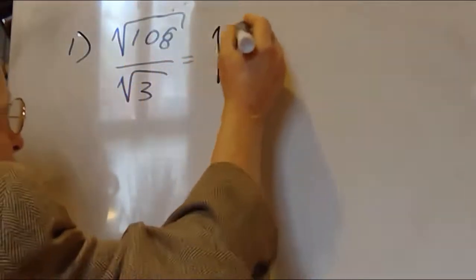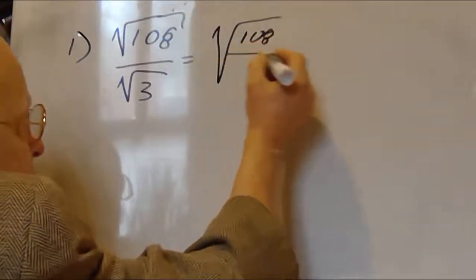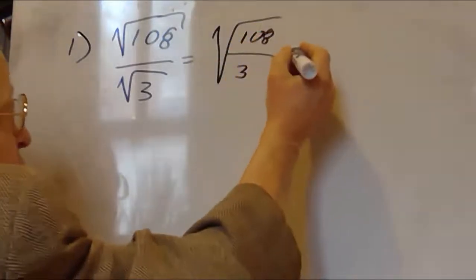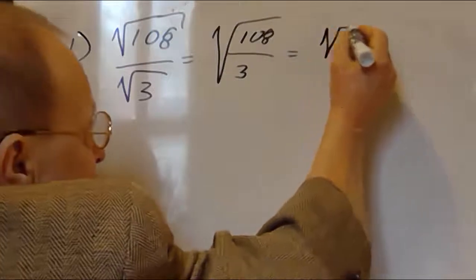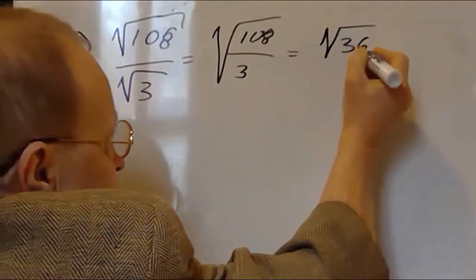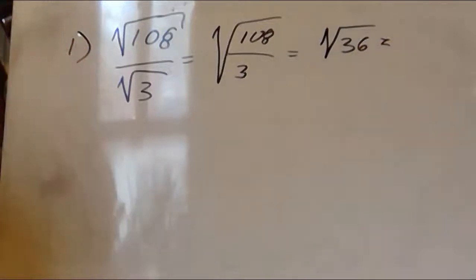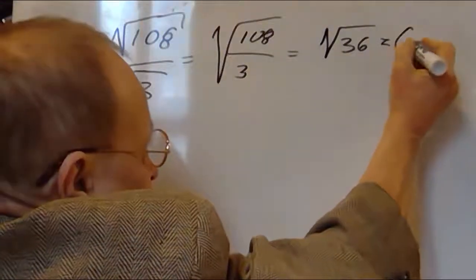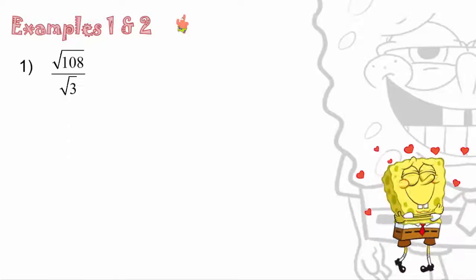But if we note, it turns out if we use our division rule, we can write 108 over 3. And it turns out that 3 goes into 108 36 times. And indeed 36 is a perfect square, 6. So that solves our problem.